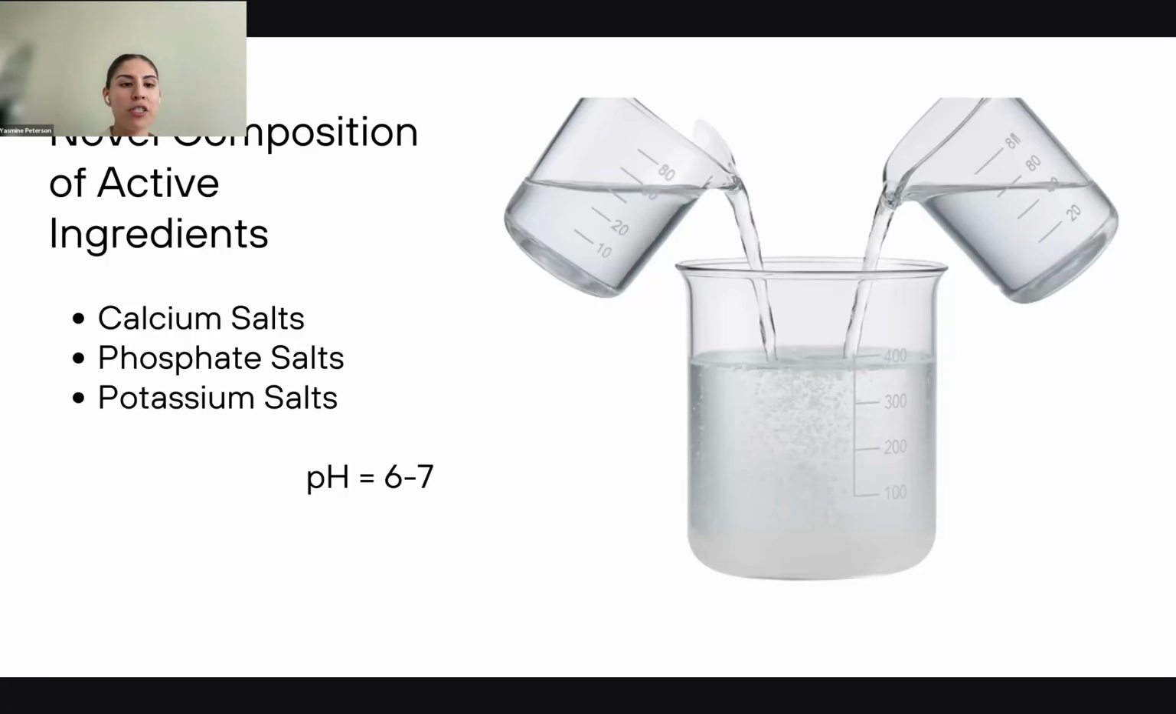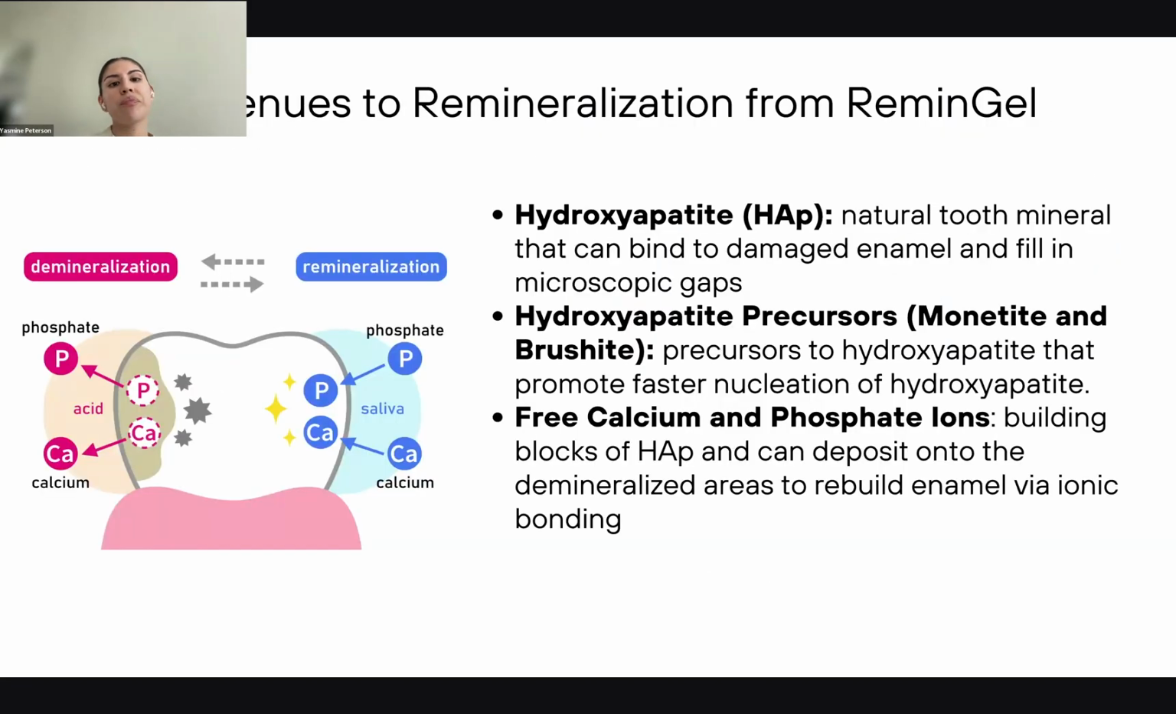Okay, so what makes Riemann gel so unique? So Riemann gel is unique because it has calcium salts, phosphate salts, and potassium salts, and these help to neutralize the enamel and fill in microscopic gaps. And the other thing is that Riemann gel has a neutral pH of about 6 to 7. And so with that, there's 3 ways that Riemann gel can go ahead and remineralize the tooth. So it has hydroxyapatite precursors, and then it has free calcium and phosphate ions.